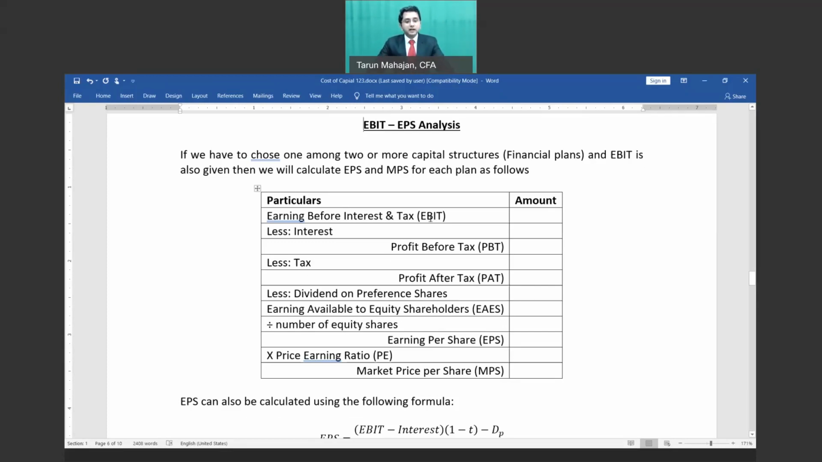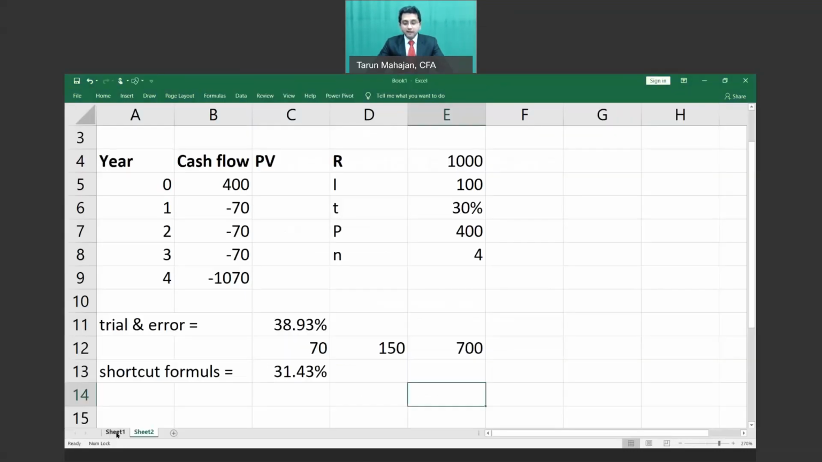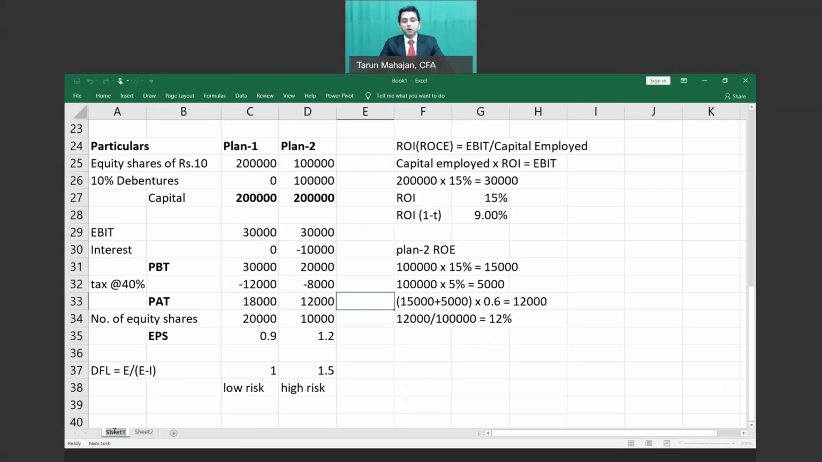That is, you start with EBIT for each capital structure, then deduct interest to arrive at profit before tax, then deduct tax to arrive at profit after tax, then deduct dividend on preference shares to arrive at earning available to equity shareholders, then divide it by the number of equity shares to arrive at earning per share. Either you can take a decision over here or you can multiply it by the price earning ratio to arrive at market price per share. One such example I have already given to you in the form of financial leverage.